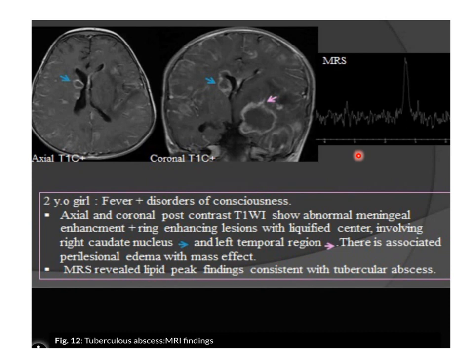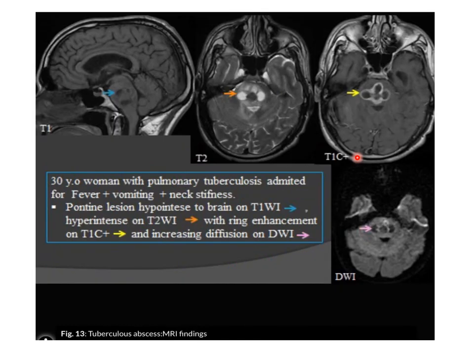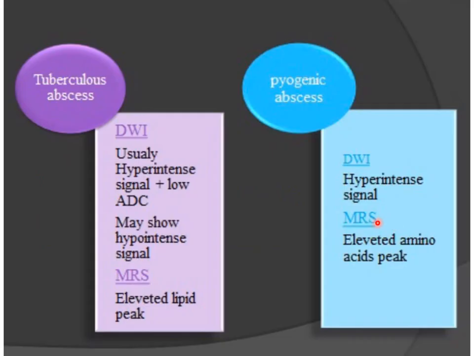When the abscess develops, if the tuberculoma is more than 3 cm, it becomes a tuberculous abscess, and we should differentiate it from the pyogenic abscess. This is also a tuberculous abscess. We have ring enhancement with restricted diffusion, and for the differentiation between the tuberculous and pyogenic abscess, the MRS of the tuberculous abscess will show an elevated lipid peak, but the MRS of the pyogenic abscess will show an elevated amino acid peak, and also the vasogenic edema about the pyogenic abscess will be more.